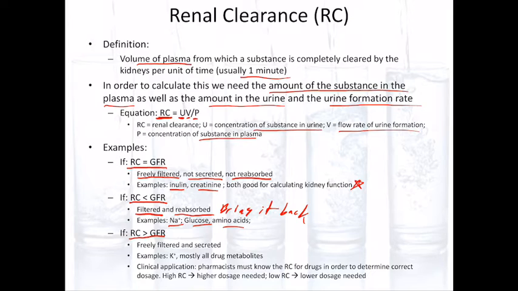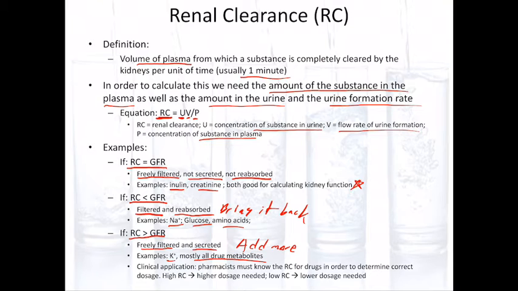Okay, and then the last option is if renal clearance is greater than GFR. So this means it's filtered, but then it's secreted, so we add more. Okay, so these would be things that the body wants to get rid of. Potassium is typically one of those. All drug metabolites are in this group, trying to clear the body of certain toxins with drugs.